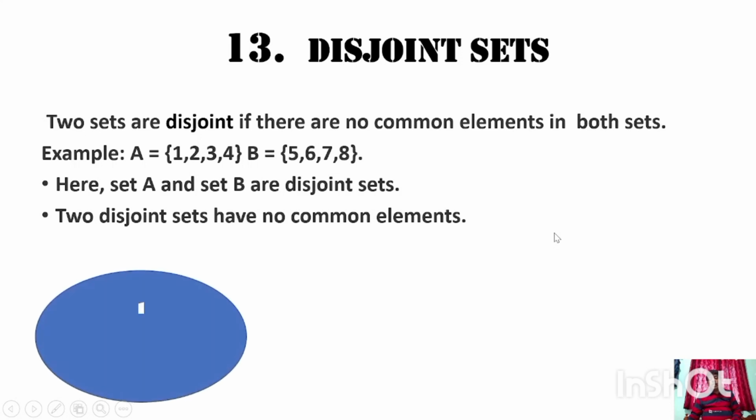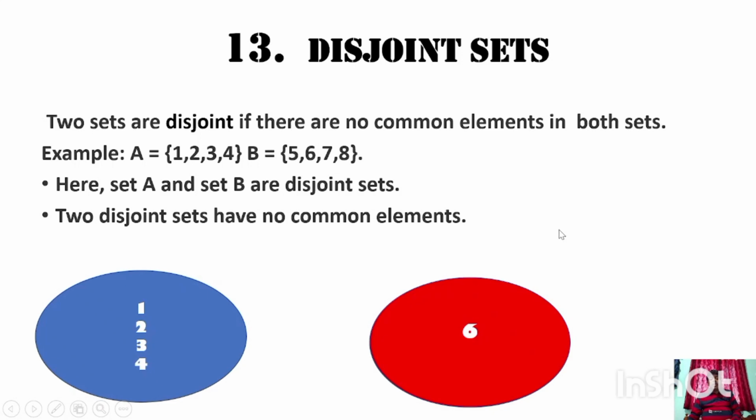Here is the Venn diagram for you. Look here. Suppose one set contains 1, 2, 3, 4 and another set contains 6, 5, 7, 8. See, the sets A and B are non-overlapping sets or disjoint sets, and disjoint sets never intersect, right? And they have no common element. So sets having no common element are said to be disjoint sets. Sets having common elements are said to be overlapping sets.